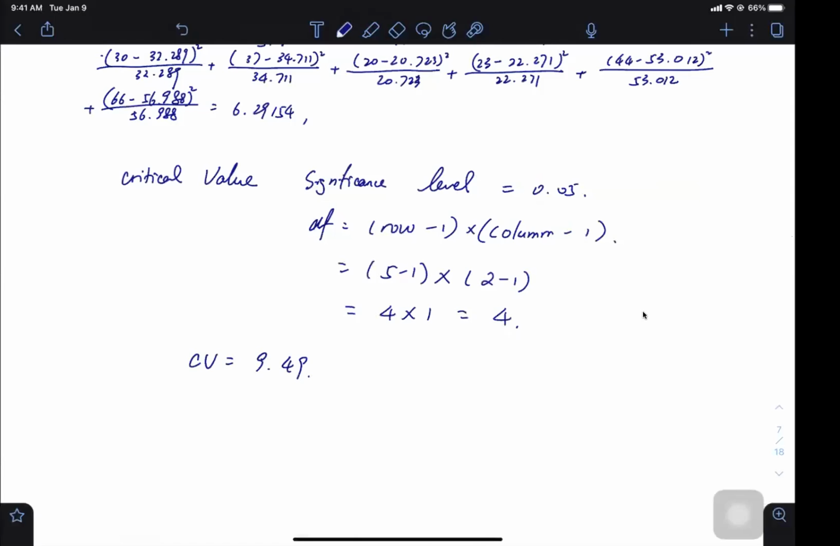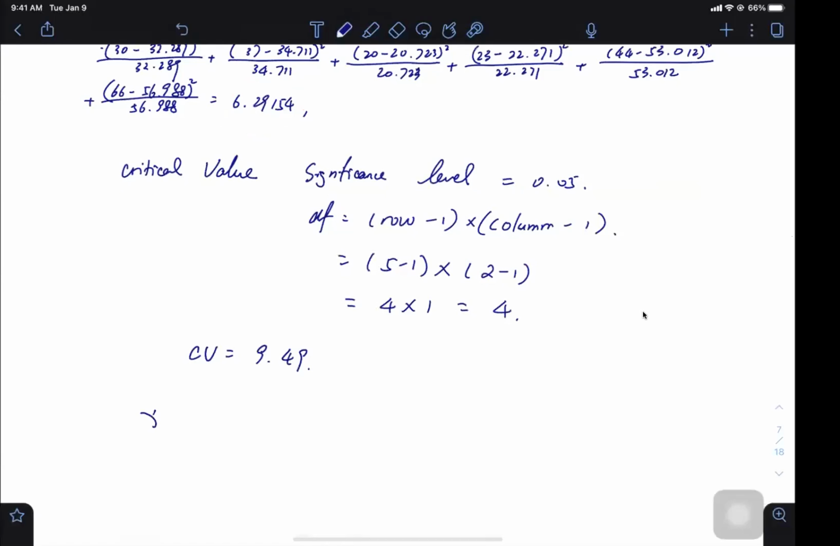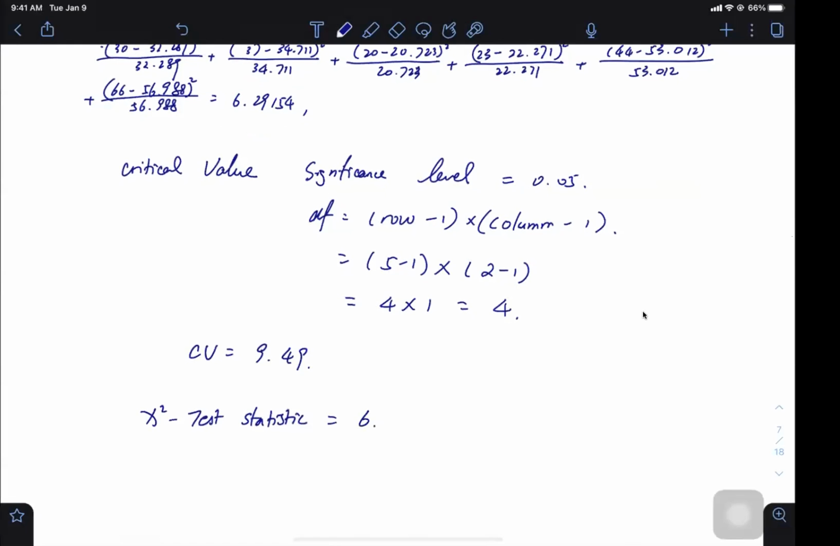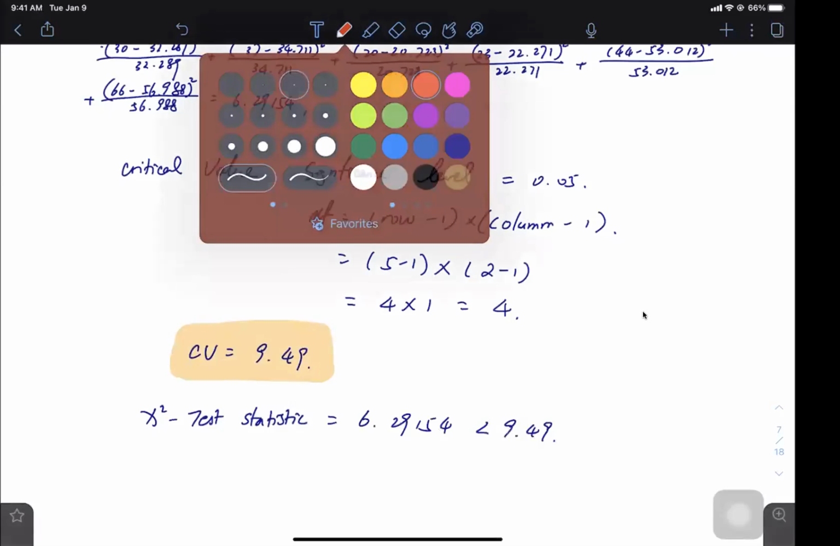And unfortunately, our chi-square statistic is 6.29154, which is less than 9.49. So on the test next week, I will not ask you to find a p-value, but I might ask you to find a critical value. Even though you have your calculator, you are also responsible to know how to use a non-calculator way to find your answer. So I will ask for the critical value.